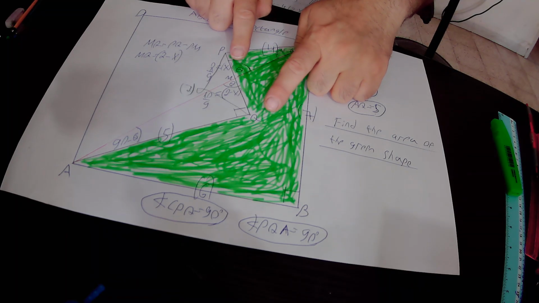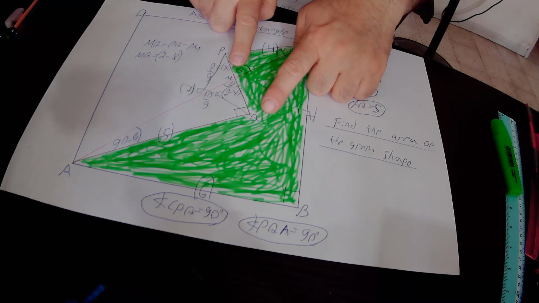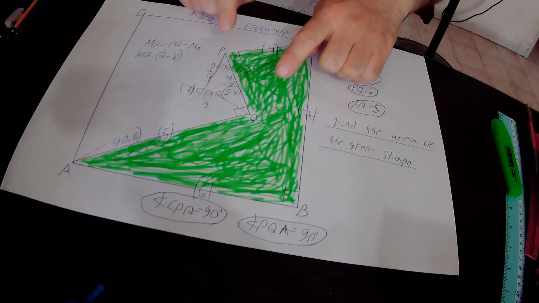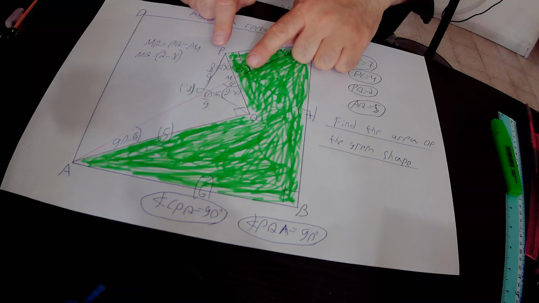And here MQ equals 2 minus x. 2 is 18 ninths, so 2 minus x is 18 ninths minus x. That is to say, it is 18 ninths minus 8 ninths, which is 10 ninths. So we found out that MQ equals 10 ninths and PM equals 8 ninths.